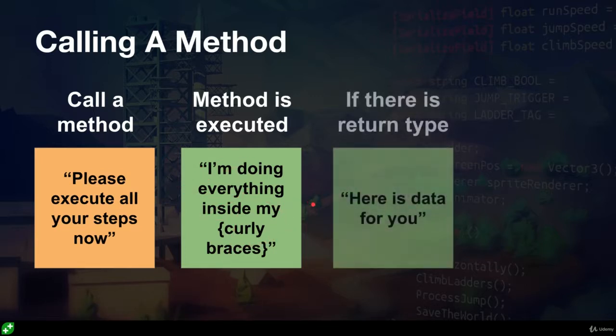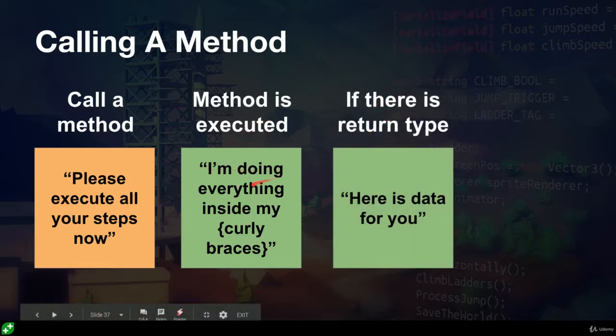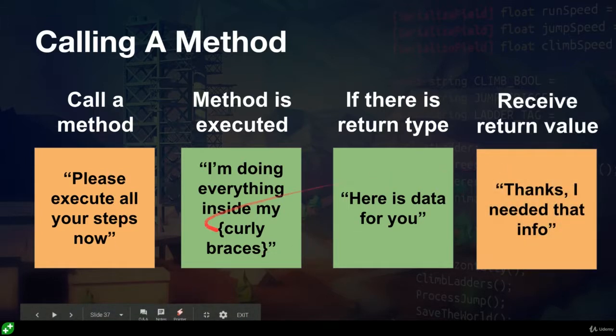However, if there is a return type, then the method is going to execute all of the things in its curly braces, and then it's going to say, hey, here's a piece of data for you back to the place where it was called from. And our code is going to say, hey, thanks, I needed that information. Okay, a little bit oversimplified, but we'll go and execute that now so you can see it hands-on. I just wanted to create a really clear pattern that you call a method. If there's a return type, then there is data that will be returned in addition to whatever steps the method might be executing at that moment.